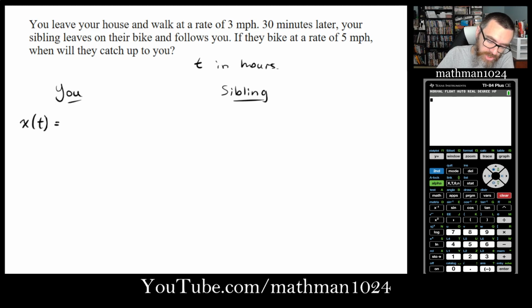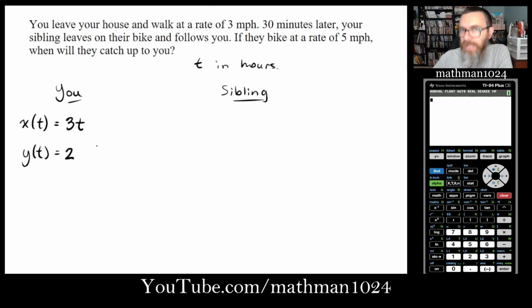So your position is distance equals rate times time. So it's just going to be 3 times t. And for your y value, we can just say something generic, because we just want a representation of your path as we crawl along the screen on the calculator. So let's say that's just 2. Again, it can be anything. It can be 3, 4. I don't really care.